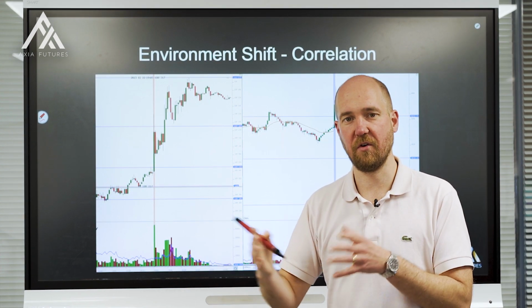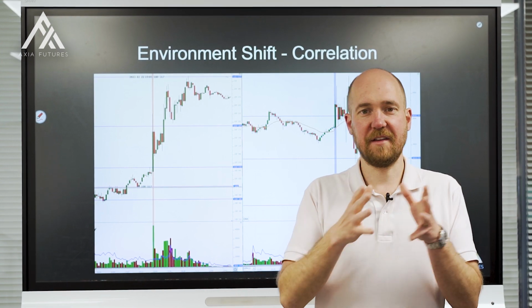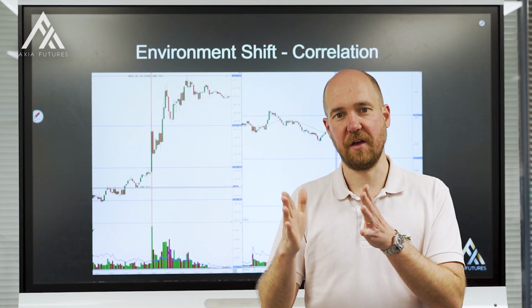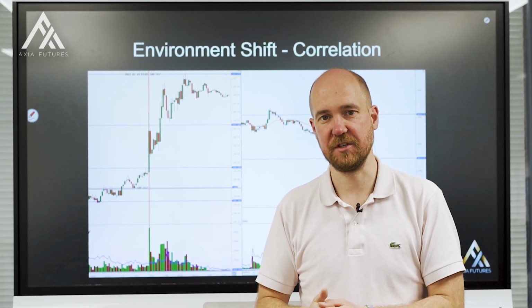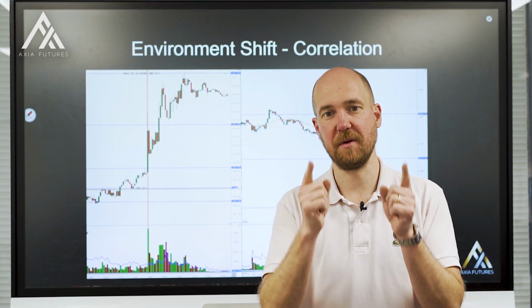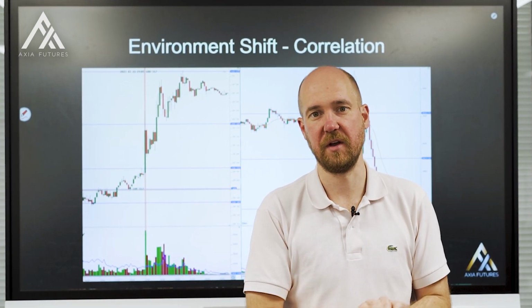That's how you're looking at correlation. You can do this with the dollar as well. So environment shift is about understanding which markets are following each other, how well they're moving together or whether they're moving in opposite directions. That you can bring into your trading because it then tells you which market you want to be watching at any single point in time.